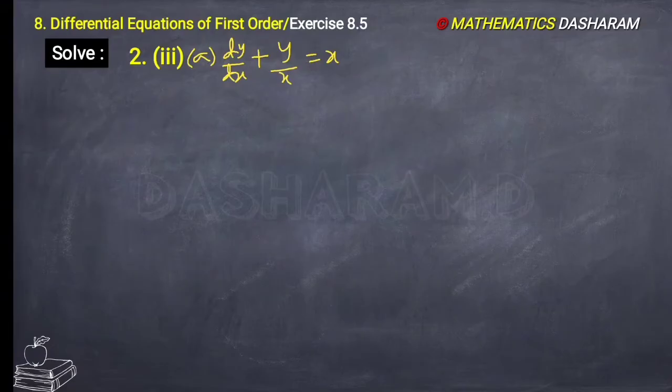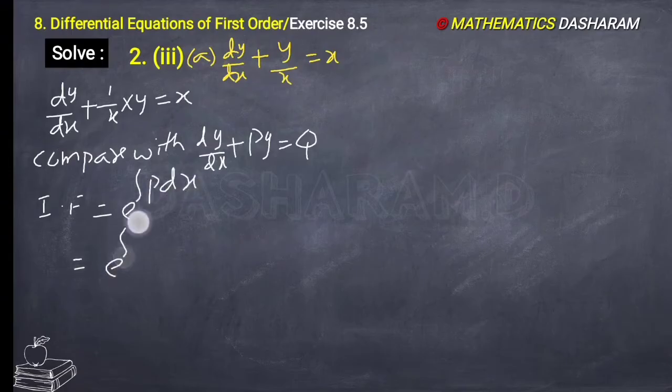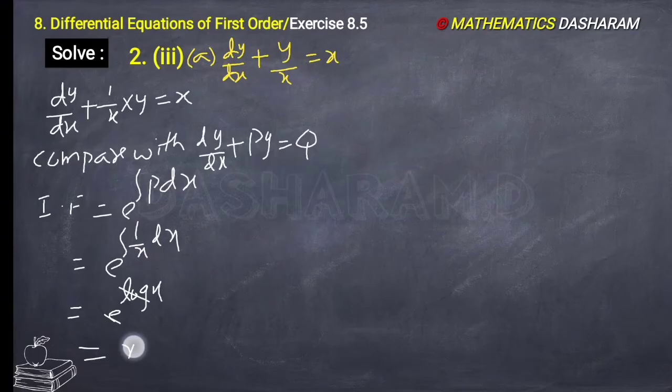Next question: dy/dx + y/x = x. So dy/dx + (1/x)y = x. Next compare with dy/dx + py = q. Then the integrating factor is e to the power of integration of p dx. So e to the power of integration of 1/x dx, so e to the power of log x. The e and log cancel, then x is the integrating factor.